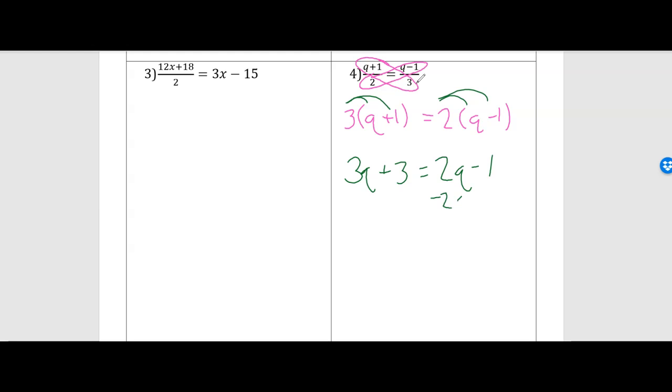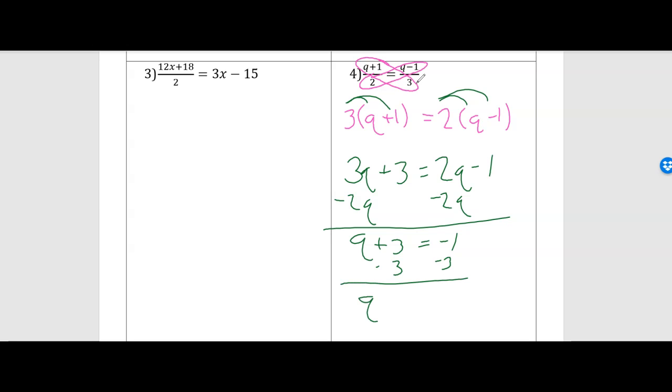I'm going to subtract 2q from both sides. It's going to give me q plus 3 equals negative 1. Then I'm going to subtract 3 from both sides, and that's going to give me q is equal to negative 4. Okay, so that's one way to do it.